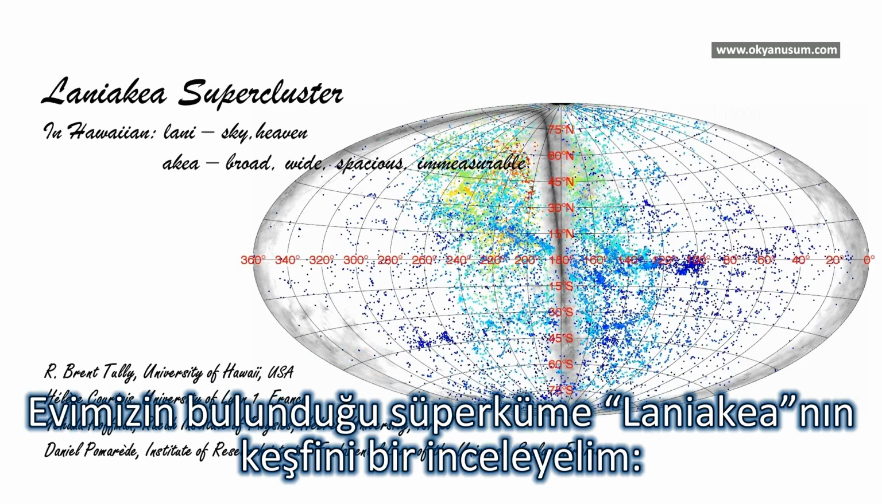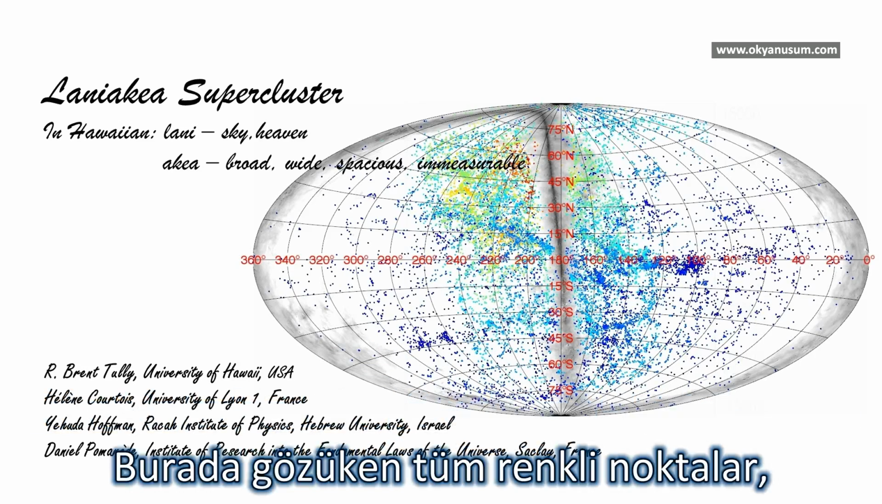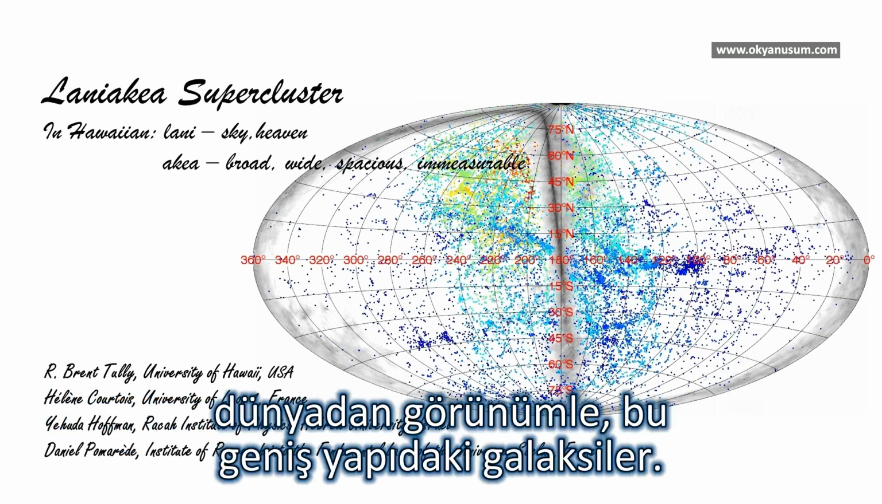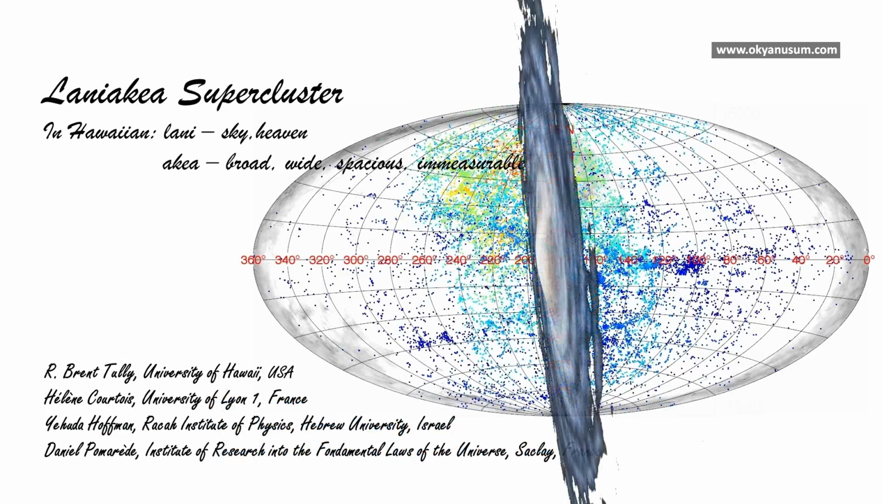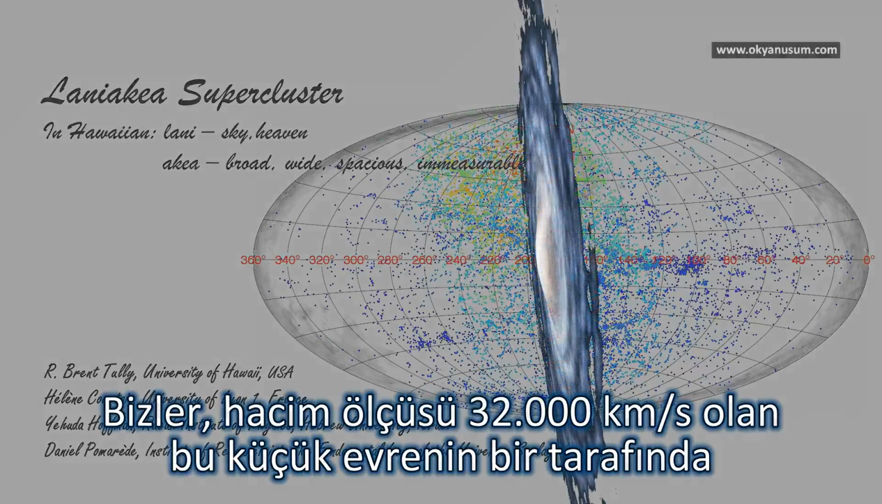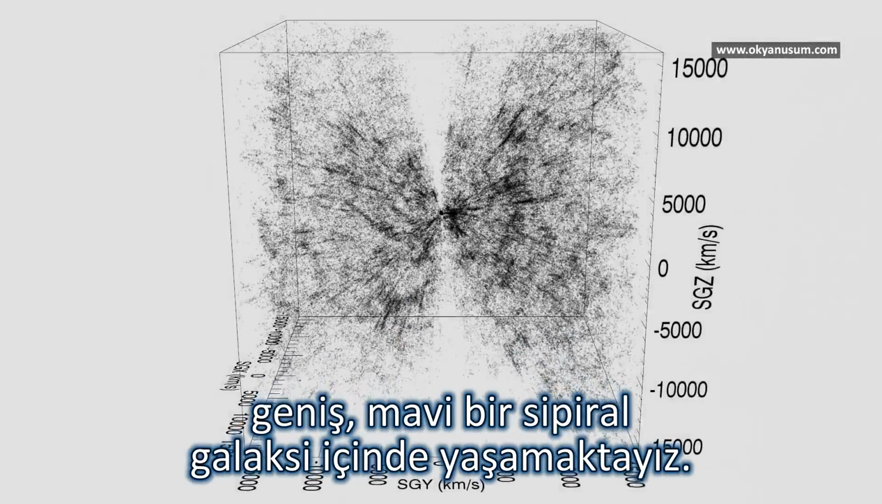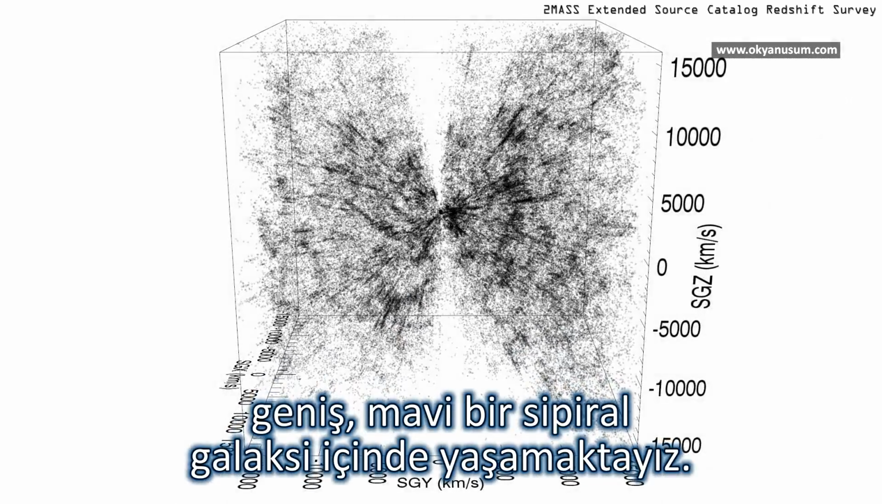Let's embark on the discovery of our home supercluster, Laniakea. All colored dots in this scene are galaxies belonging to this large structure as seen from Earth. We live in a beautiful large blue spiral galaxy, just one of many in this small universe volume of size 32,000 km per second on a side.